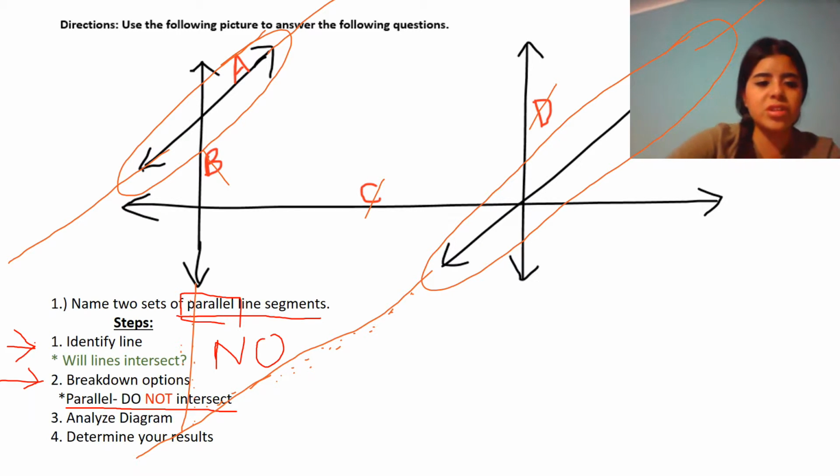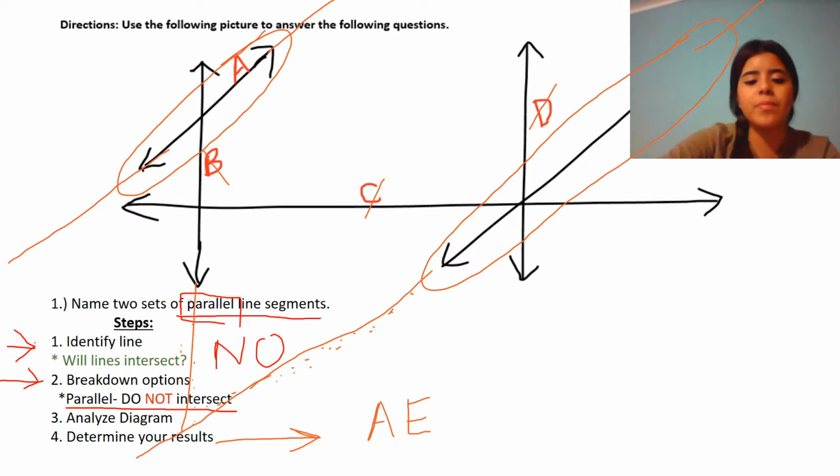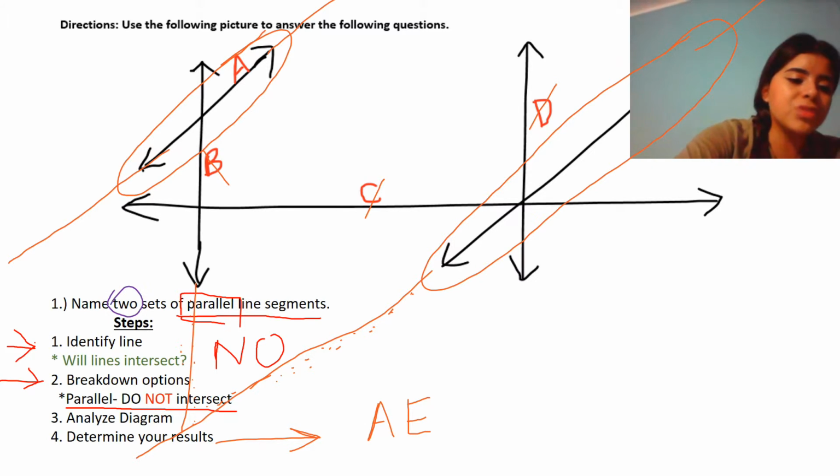That's our first set. So we're going to say that our first result, number 4, is going to be that lines A and E are parallel. Okay, now let's go ahead and find our second set because they asked us for 2 sets.